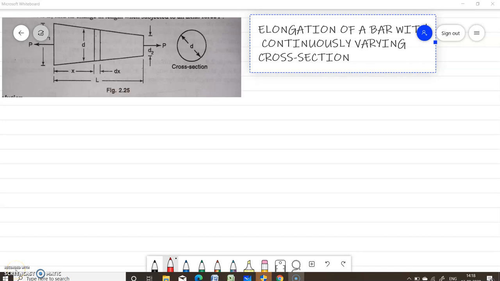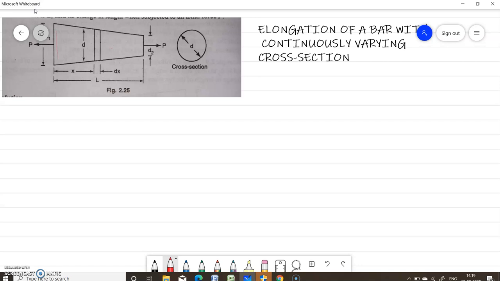Okay, students, now we'll study the elongation of a bar with continuously varying cross-section. Here you are given a tapering rod. This is a tapering rod having a diameter d1 at one end, and it tapers uniformly to a diameter d2 at the other end in a length L as shown in the figure.